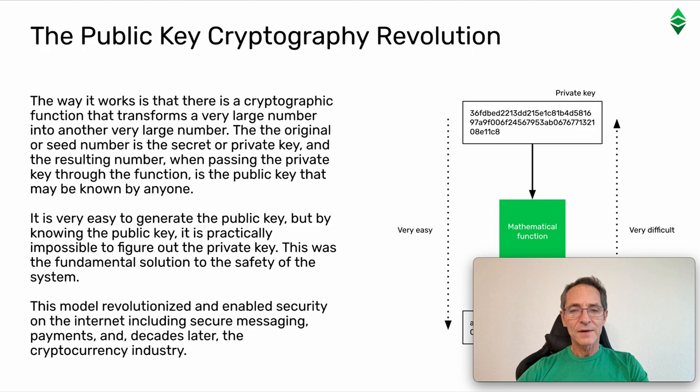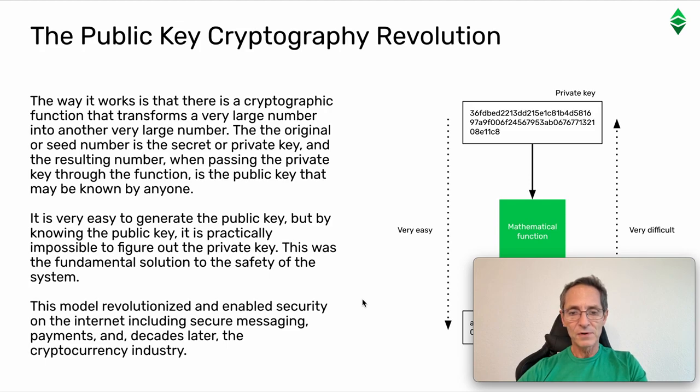The way it works is that there is a cryptographic function that transforms a very large number into another very large number. The original or seed number is the secret or private key, and the resulting number, when passing the private key through the function, is the public key that may be known by anyone. The public key can be known by anyone, it doesn't matter. It is very easy to generate the public key, but by knowing the public key, it is practically impossible to figure out the private key. This was the fundamental solution to the safety of the system.